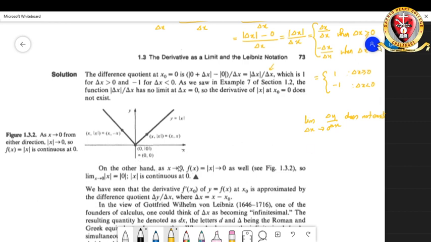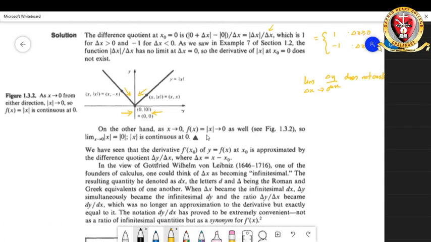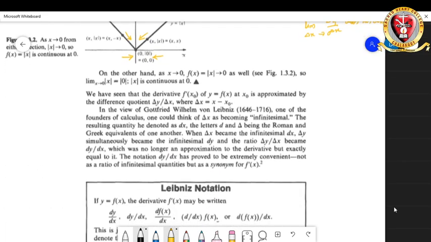And also note that as x tends to 0, x is coming from the left, x is coming from the right, the function is moving towards 0. That's how we can see from the figure. So this proves our claim.